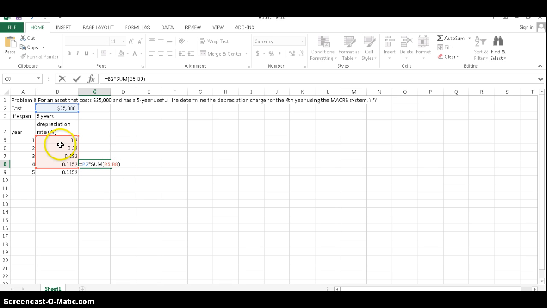Now, having the initial cost of the asset multiplied by the total depreciation over this time period, being first year, second year, third year, and fourth year, we can now calculate the depreciation up until this point. As shown, the total depreciation for the fourth year is $20,680.